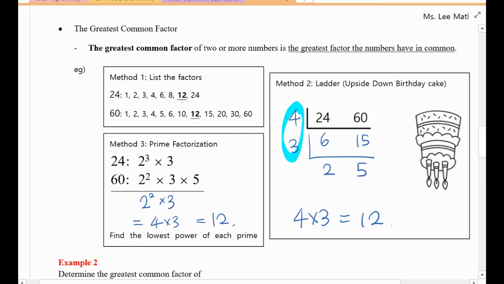So we learned 3 different methods of finding GCF. First method, list the factors. I don't really recommend this. Second method, upside down birthday cake method, ladder. Here you find the common factor, divide it, and you multiply vertically. You don't multiply those two numbers, you multiply vertically, like 4 times 3. Third, prime factorization: you compare the powers, take the lower power, and multiply. And that is the greatest common factor.